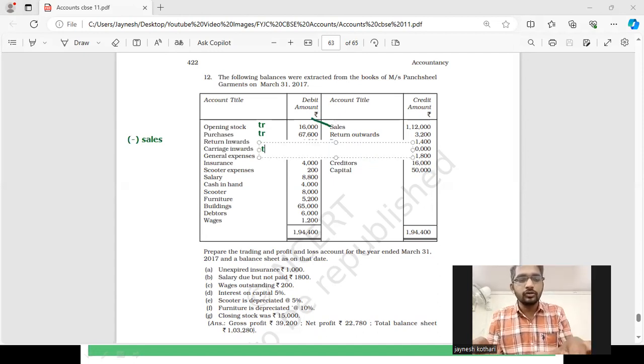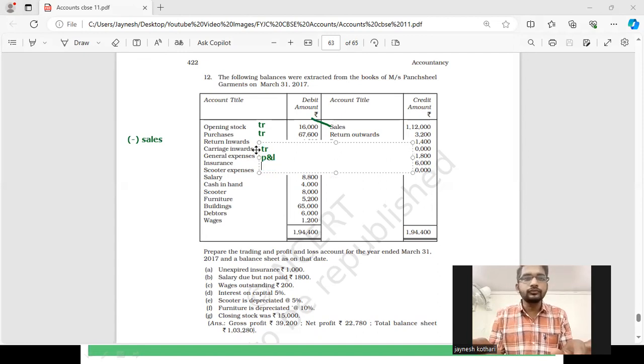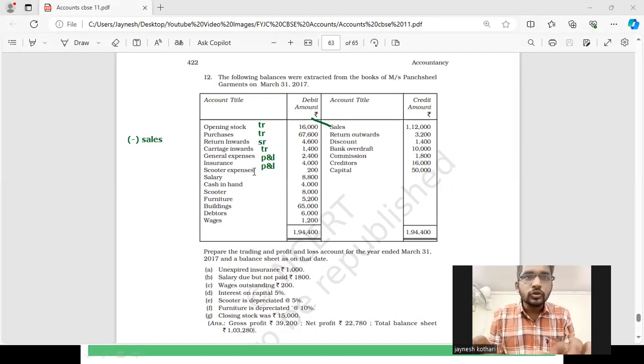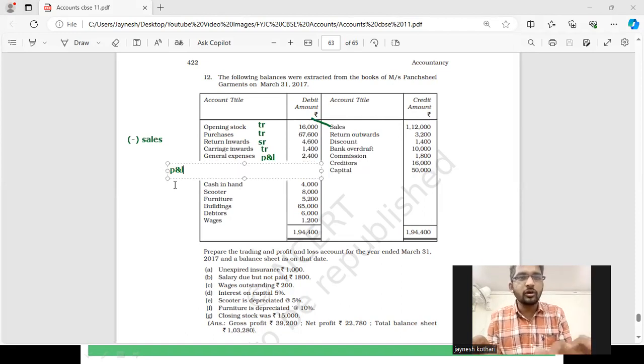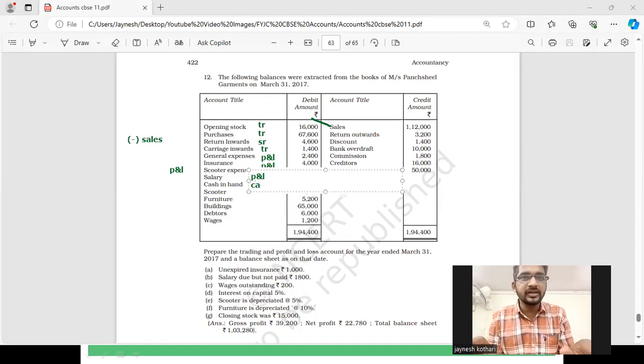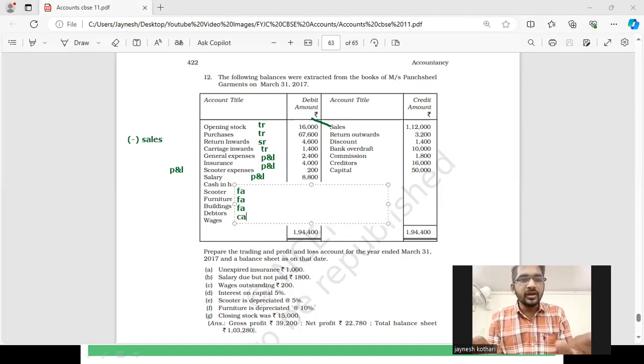Carriage inward, trading. General expense, profit and loss. Then we have insurance, again profit and loss. Scooter expenses, profit and loss. Salary, profit and loss. Cash in hand, current asset. Then we have scooter, which is a fixed asset. Furniture is again a fixed asset. Building is a fixed asset. Debtors is my current asset. And last, wages will go to trading account.